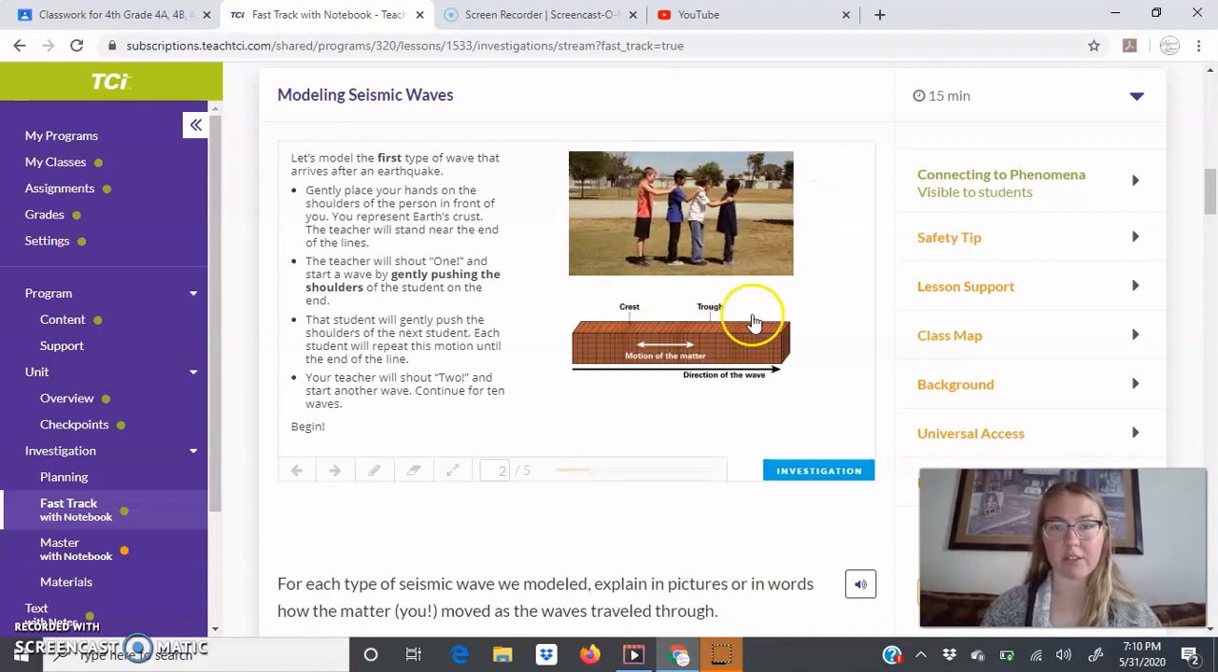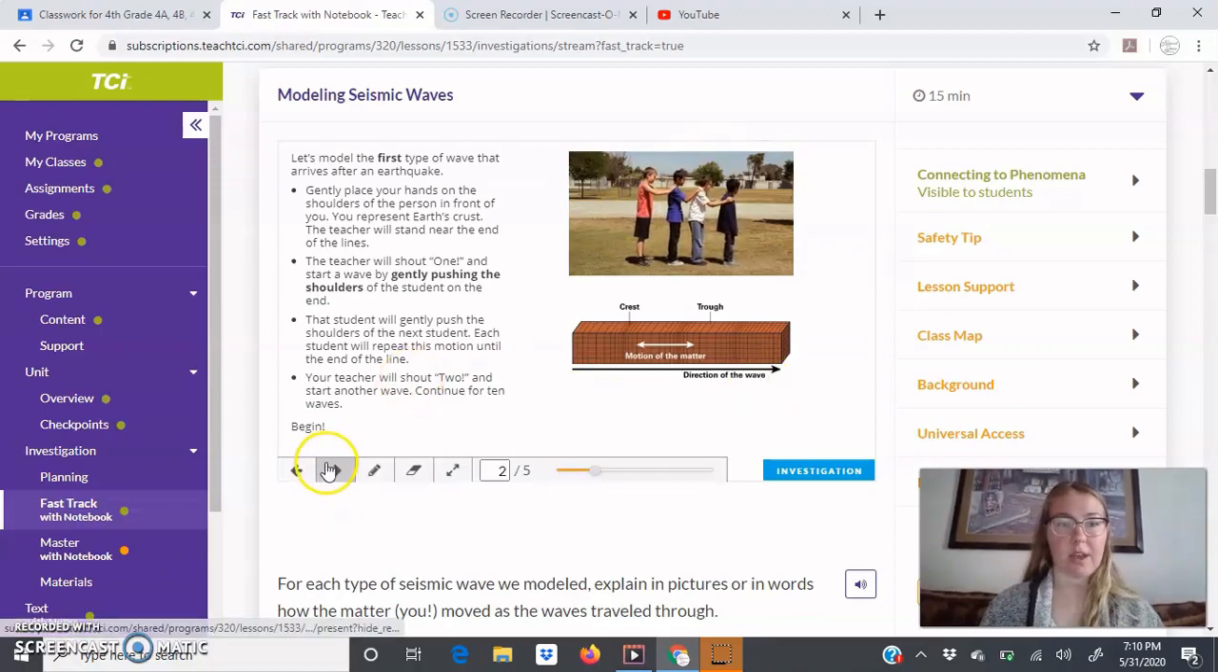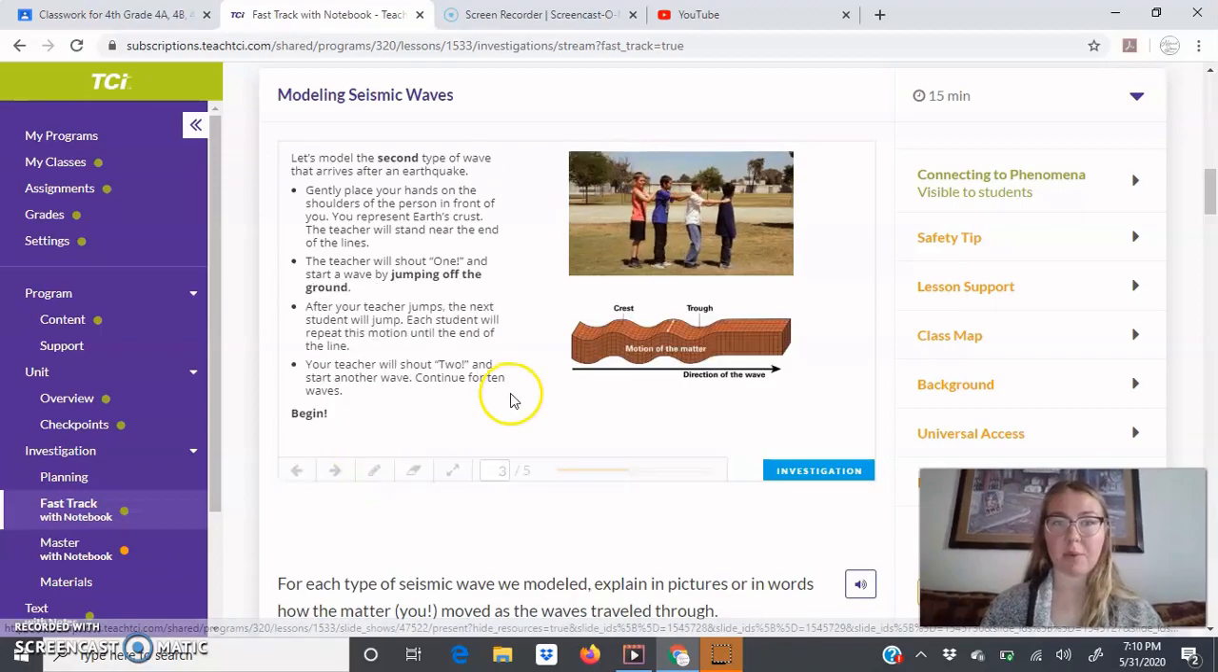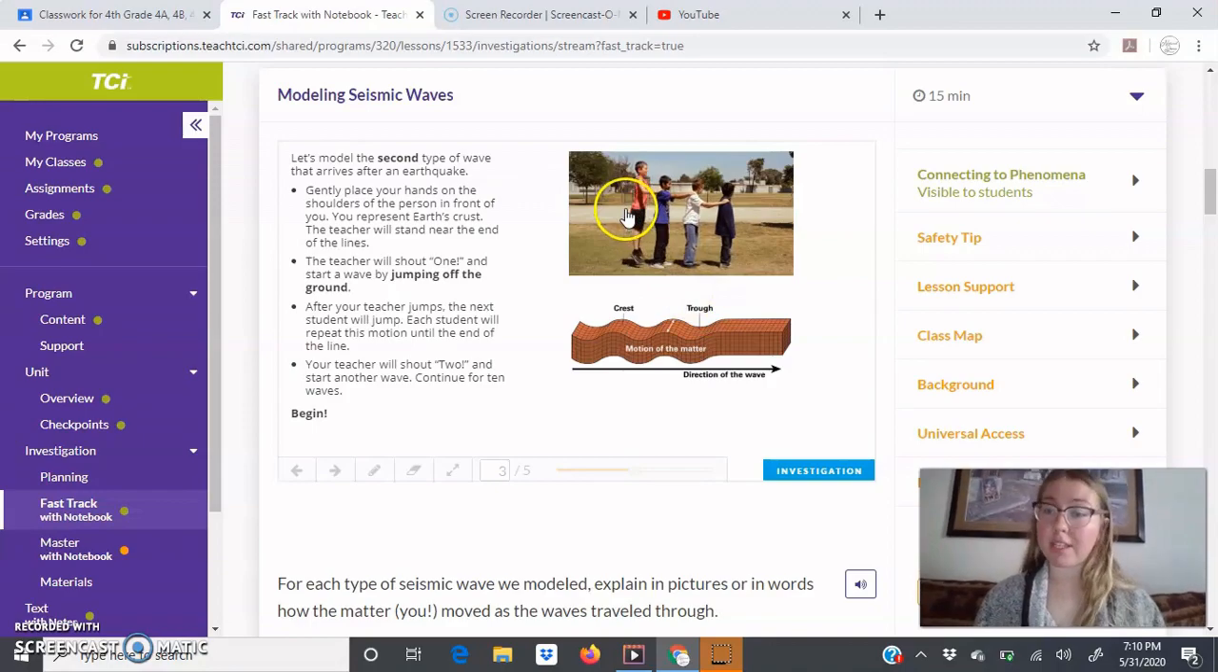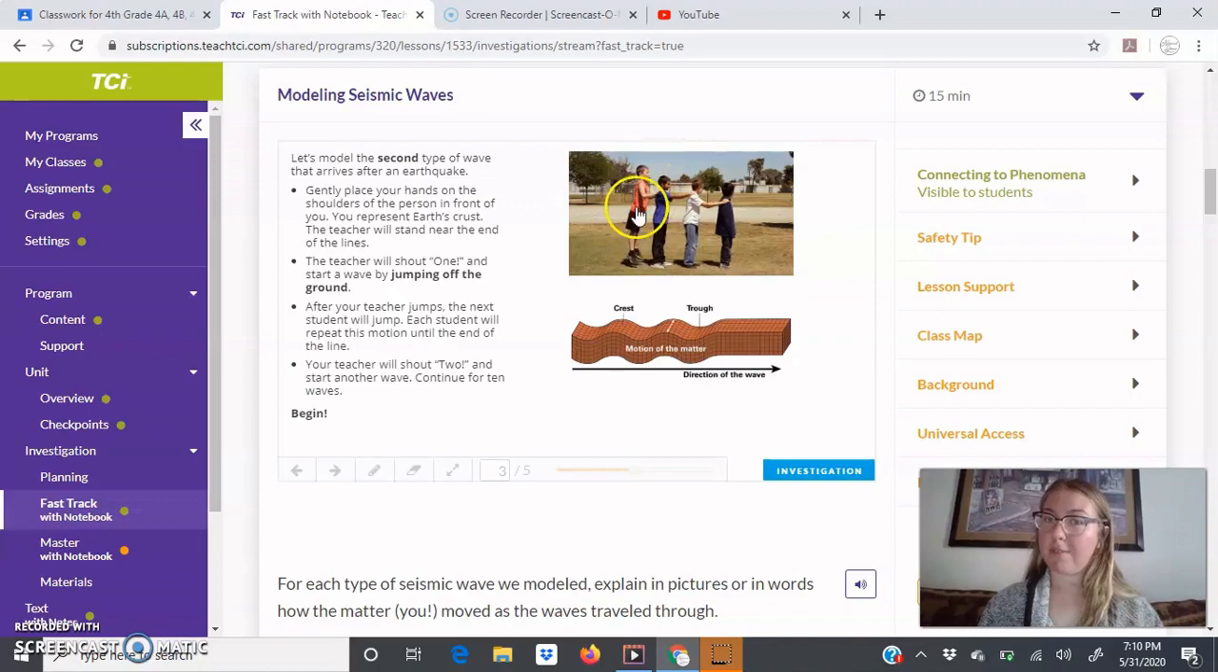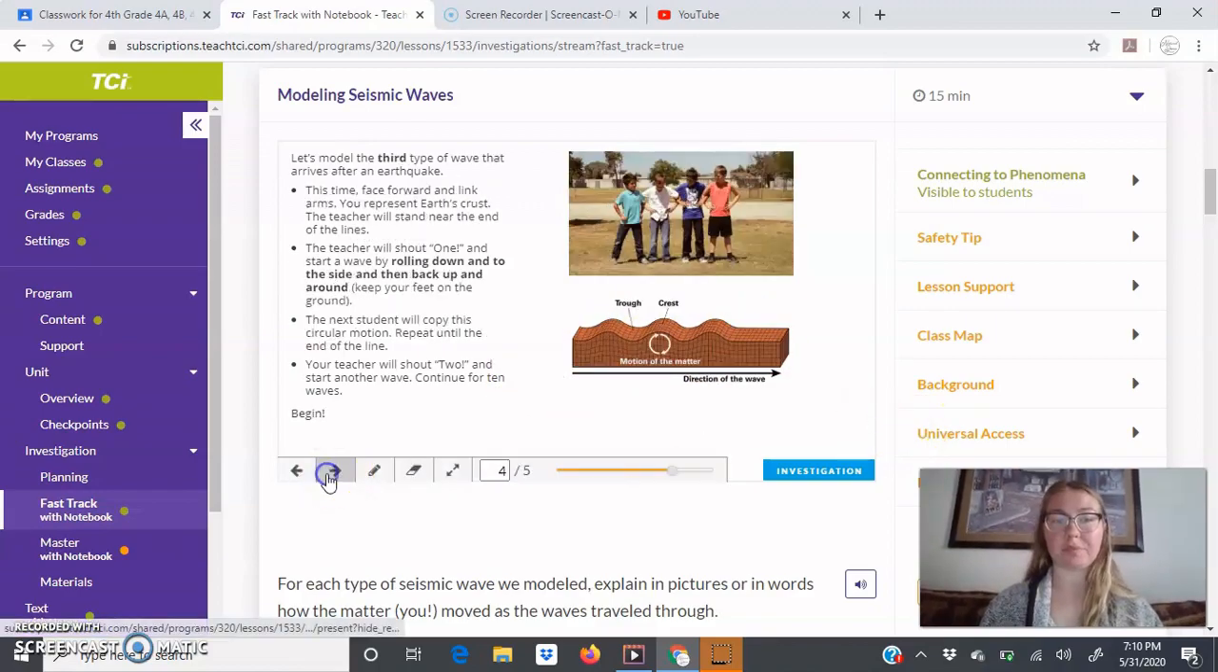And so we have the crest and the trough and the motion of the matter and the direction of the wave. The direction of the wave is just pretty straight. So that is the first seismic wave. Our second seismic wave is called an S wave, and this is where we see that the motion of the matter curves like an S. So in order to model this one with your friends, you would line up all 4, and when one person jumps, as soon as this person feels them come back to the ground, they would jump, and so on, creating this kind of S motion. And again, the matter is still moving from left to right.